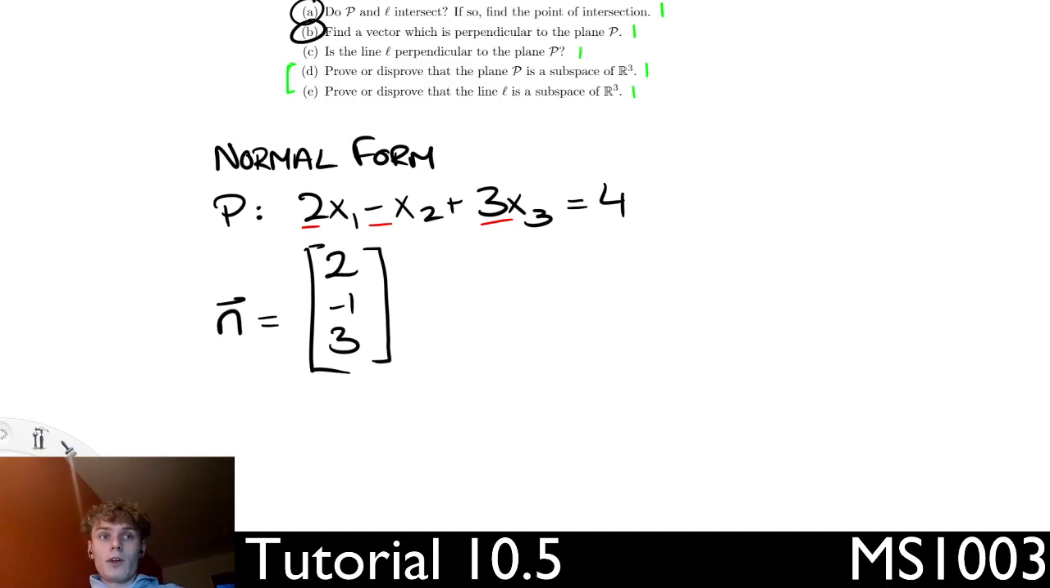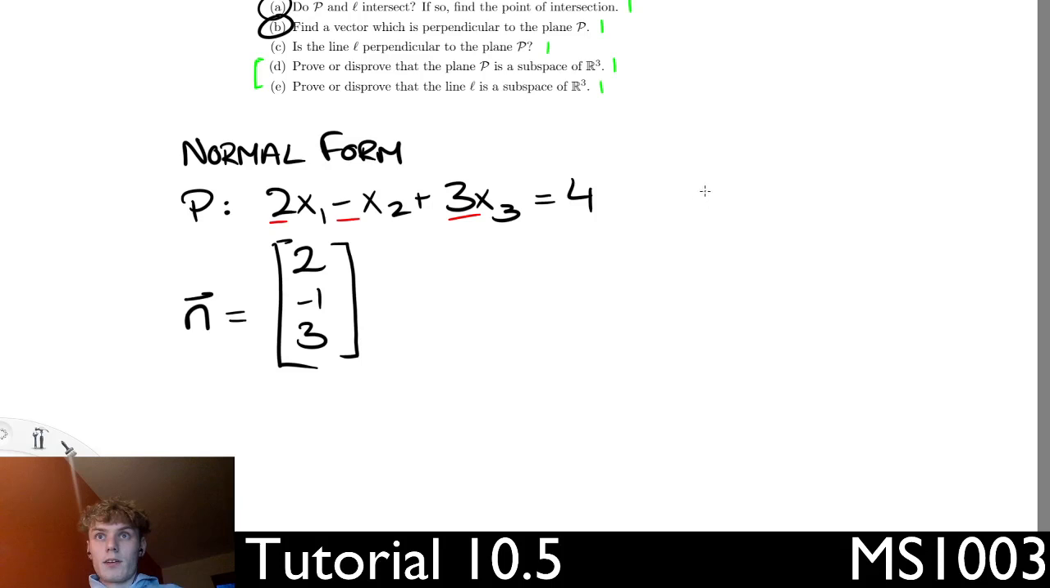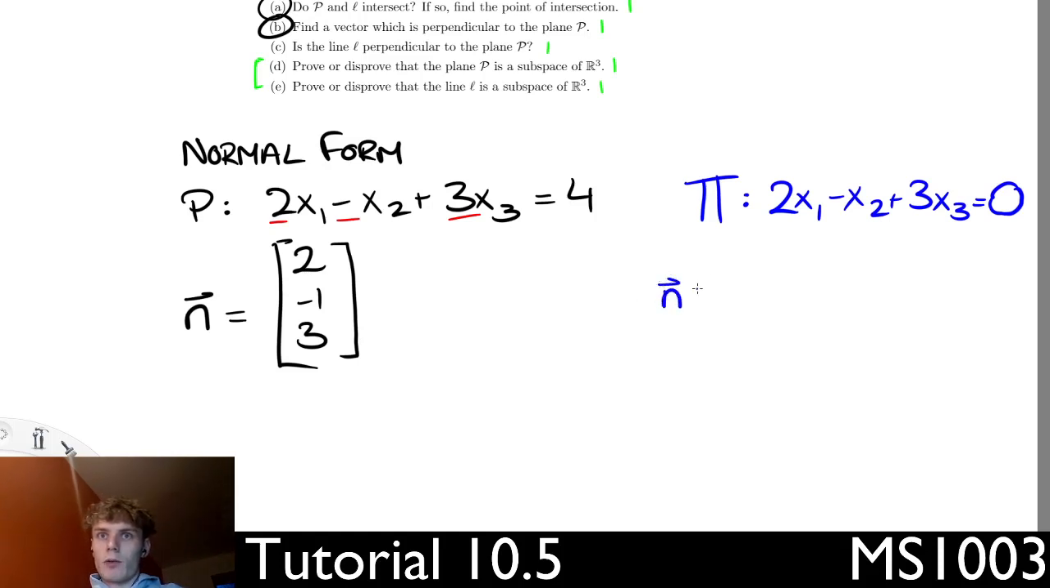Now, the confusion came from the fact that if we talk about a different plane, let's say I'm talking about a different plane here, it's going to be defined by the same equation, more or less. But I'm going to let it equal 0 instead. And that means we should have the same normal vector here. Okay? 2, minus 1, 3.